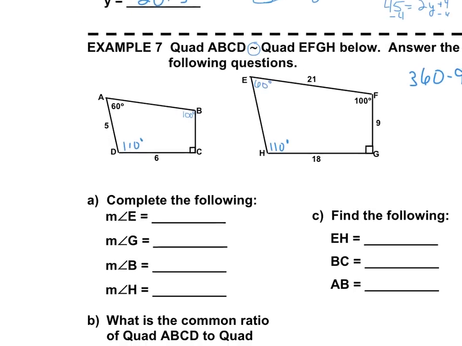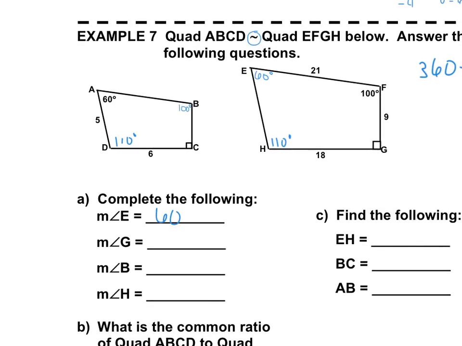Now, I think it asks those for us down there. We found E was 60. We found that G we know is 90, as it was given to us. Angle B looks like it was 100 degrees. And then angle H was 110 degrees.